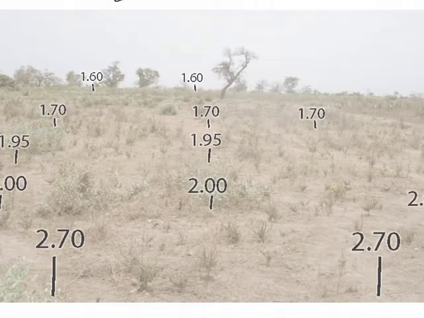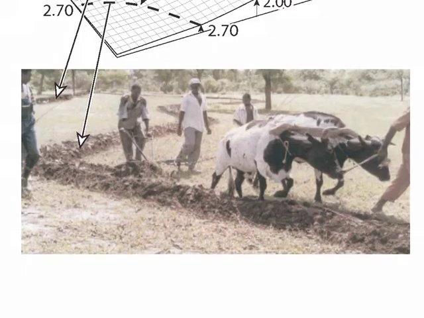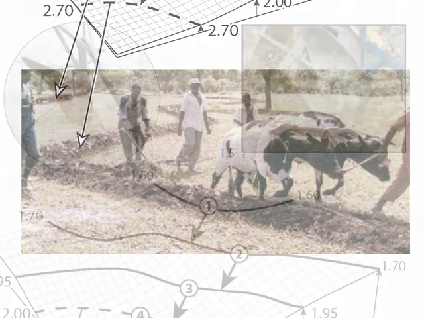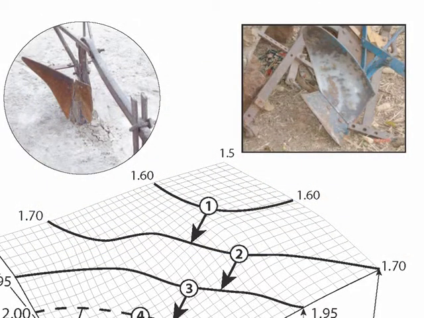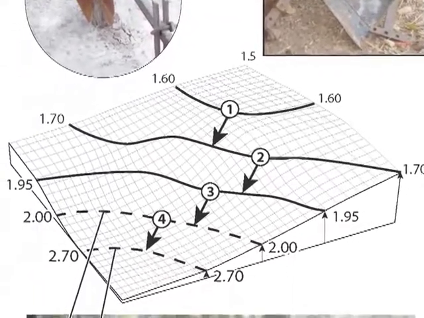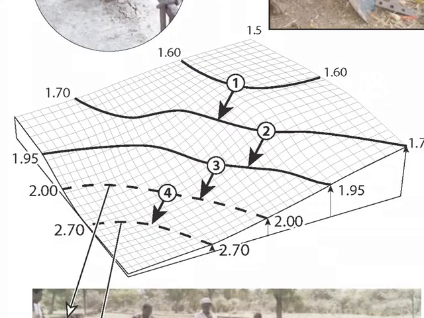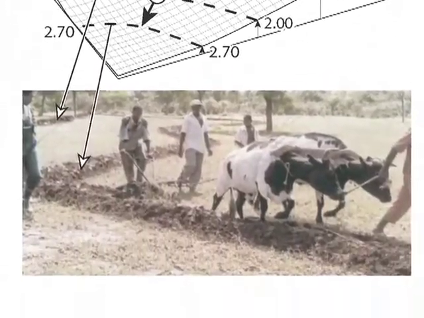This illustration clearly shows the process of the construction of the ados once the staking has been completed. Notice that the construction of the ado is done by the farmer using an ox-drawn plow or hoe if plows are not available. It must always be started from the highest elevation of the field, for example, from 1.6, number 1, figure 1 on this illustration, to 1.7, 1.95, 2.0, until 2.70 meters. 2.70 meters being the lowest elevation on the field.